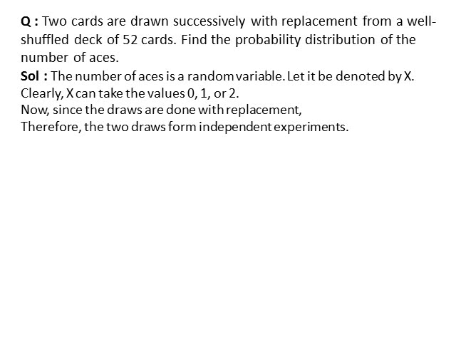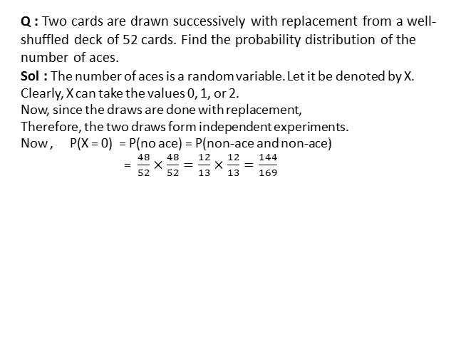Now, since the draws are done with replacement, the 2 draws form independent experiments. Now, P(x = 0) equals the probability of no ace, which equals the probability of a non-ace card in the first draw multiplied by the probability of a non-ace card in the second draw, when the first card is replaced before the second draw. This equals 48/52 multiplied by 48/52. After simplification, we get 144/169.